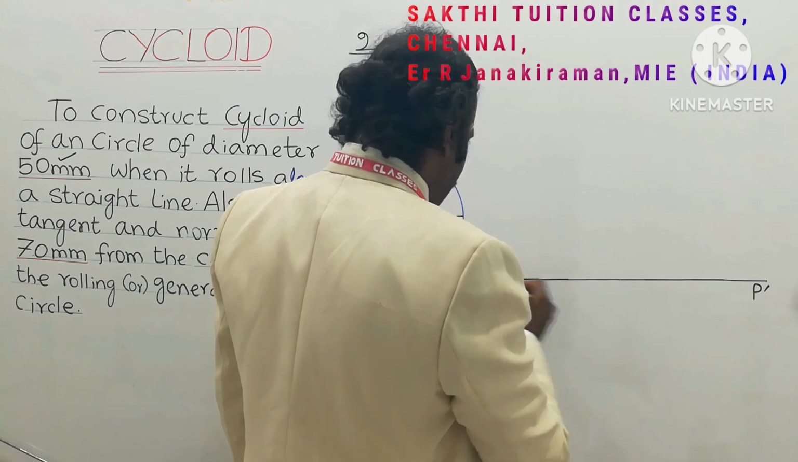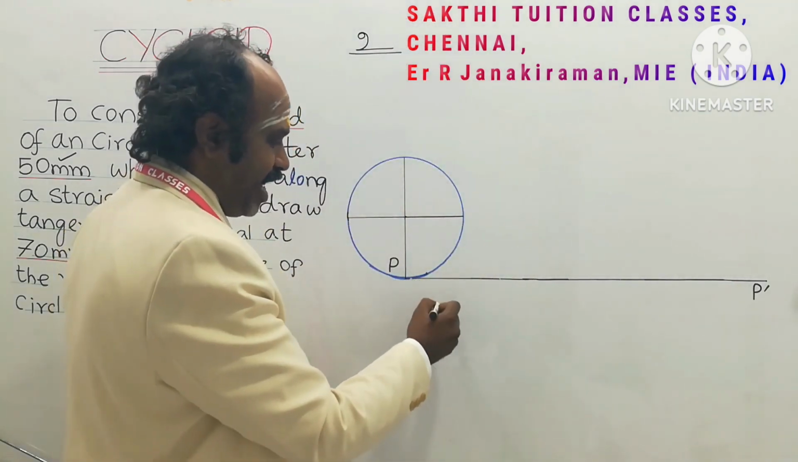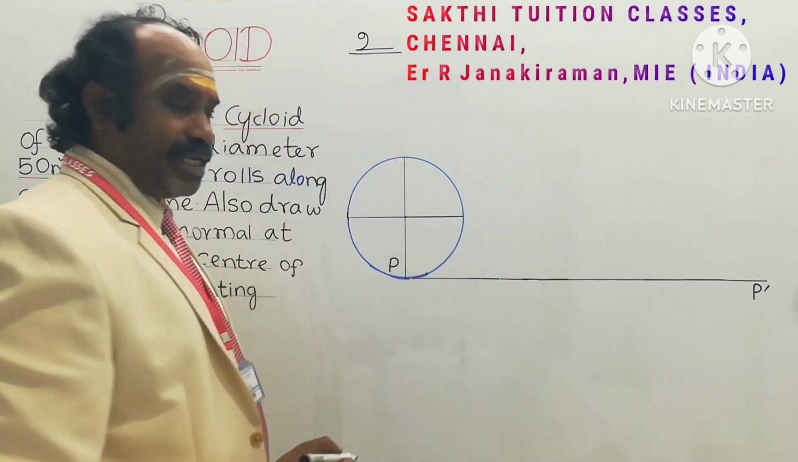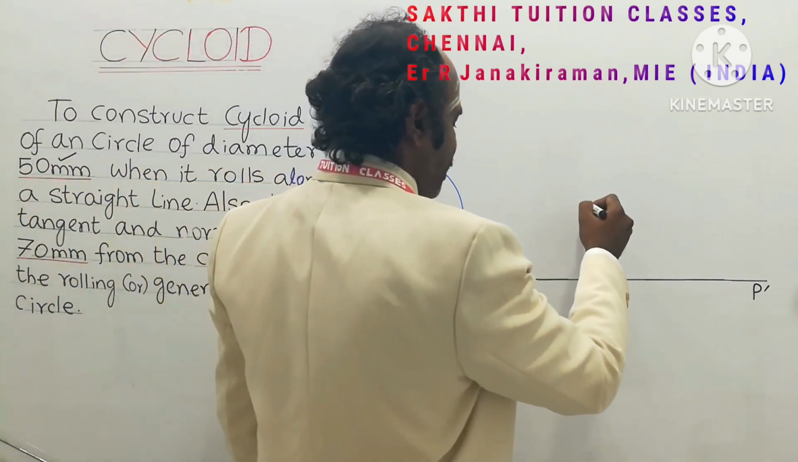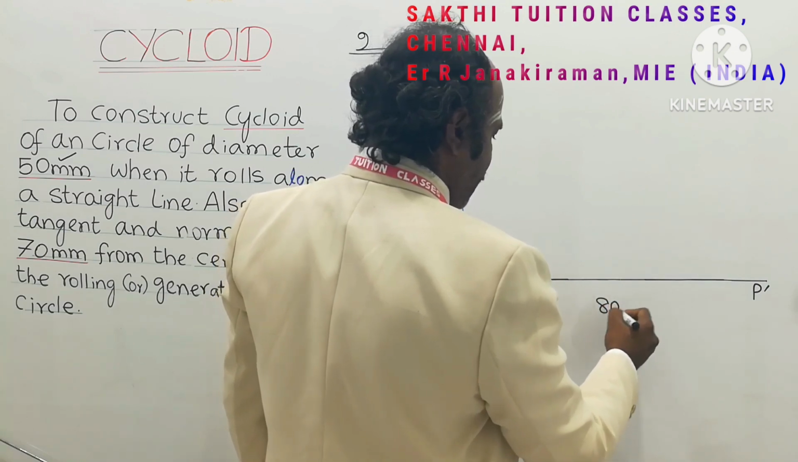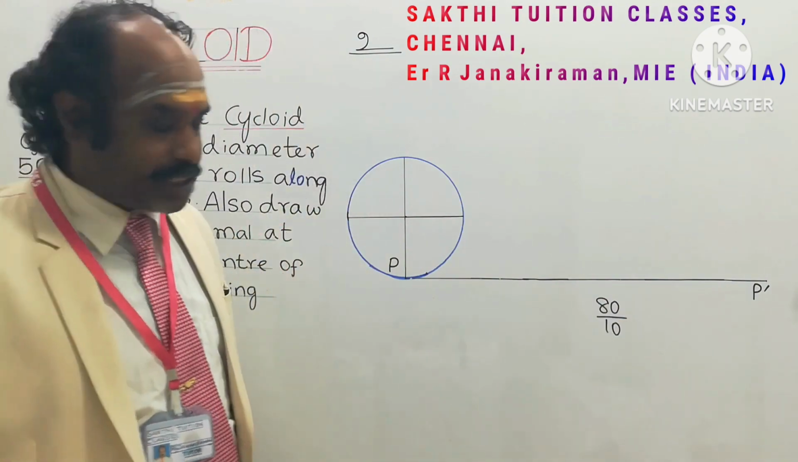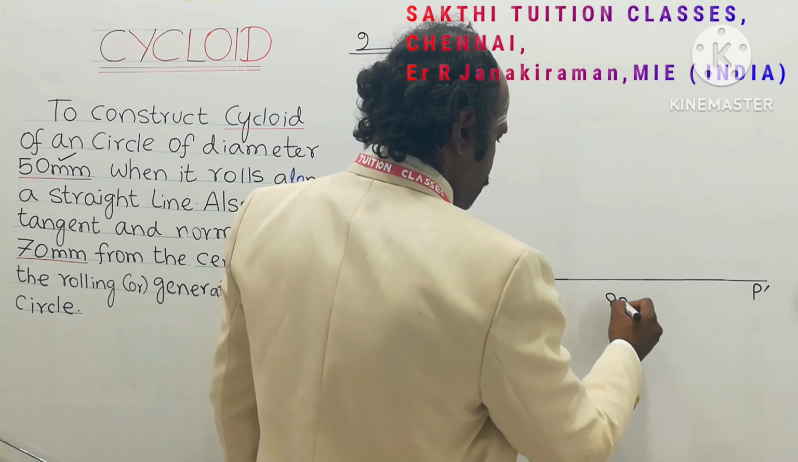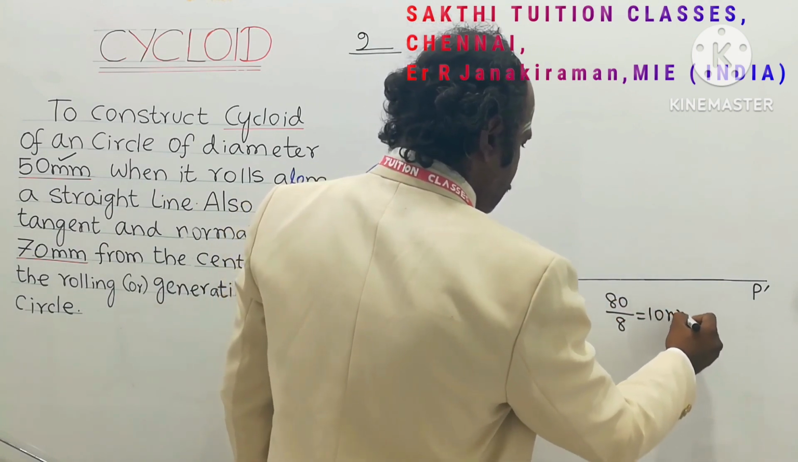For example, draw an inclined line passing through point P. It may be of any angle, and the length of the inclined line may be chosen in such a way that it is easily divisible by 8. Any round number length you can take. For example, let me take 80. So 80 divided by 8 will be 10 mm each segment.